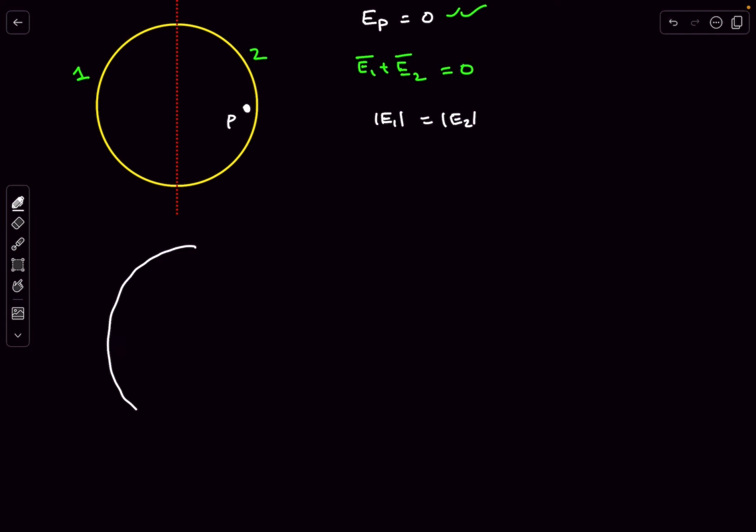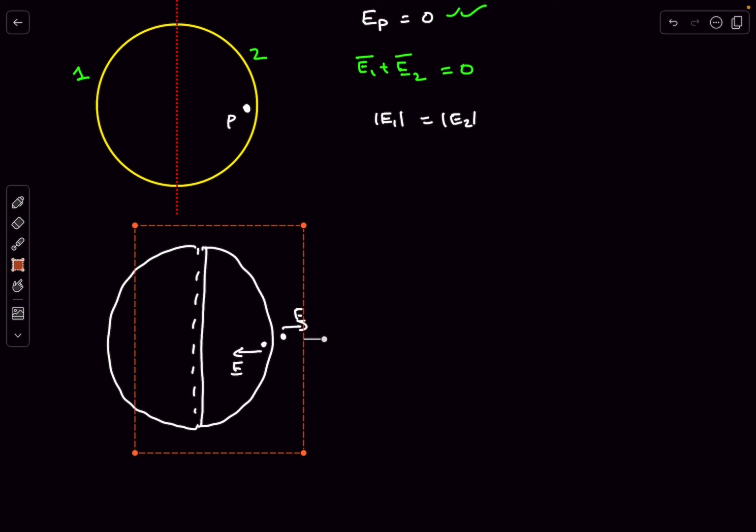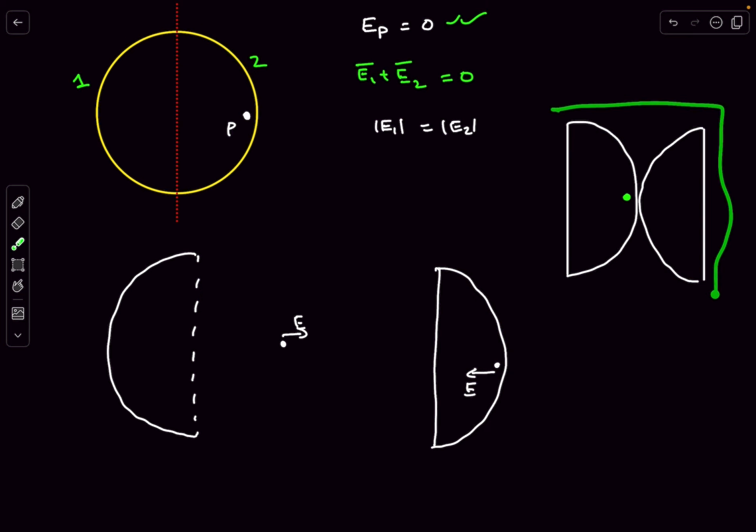Just to summarize the point a bit, if I take a hemisphere something like this, then the electric field due to this hemisphere at this particular point P, and if I take the hemisphere something like this, then the electric field due to this hemisphere at this particular point, these are both equal in magnitude. So that if I superimpose these two hemispheres, these two E's cancel out and give us a 0 field at the inside point.